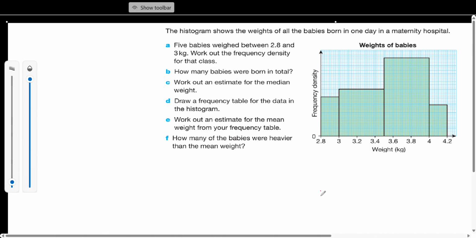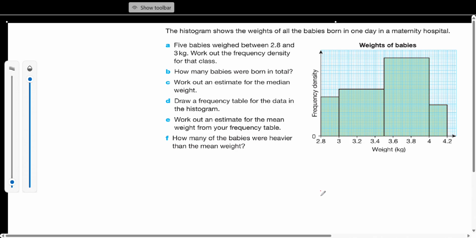The histogram is showing the weights of all babies born in one day in a hospital. Whatever the measurement in question, whether it is the time or the weight or the height, it is usually represented on the x-axis, and always the frequency density is along the y-axis. It's in a grid, and there are even minor grid lines. So for us to take out data is not a problem.